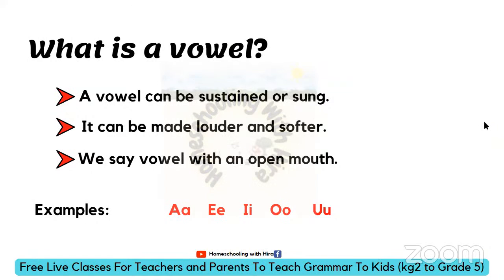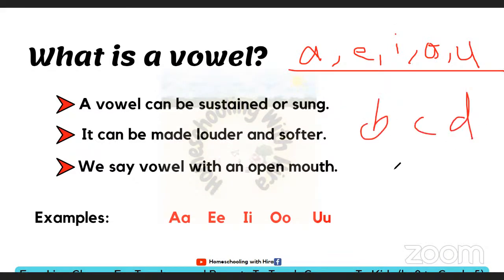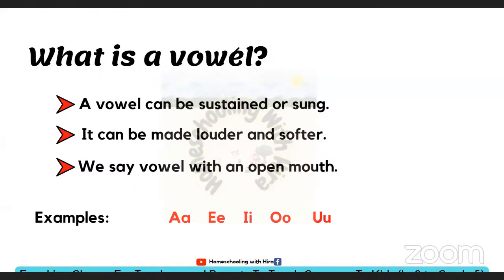What are vowels, right? We all know that A, E, I, O, U are vowels. Okay? But why are A, E, I, O, U vowels? Why are B, C, D not vowels? Why are H, L, M not vowels? So there must be something special with these letters, right? That's why they are categorized as vowels. So let's learn why vowels are vowels.